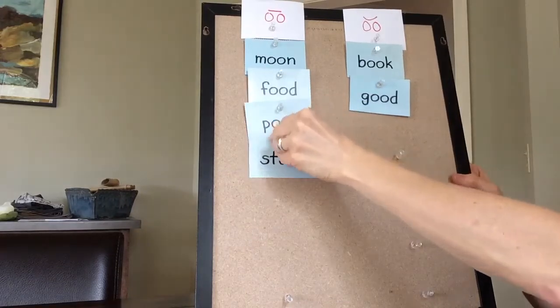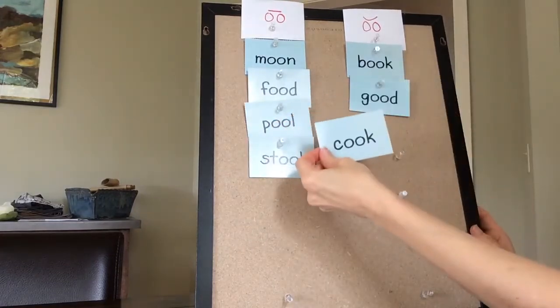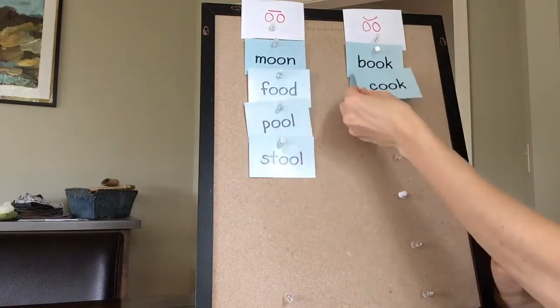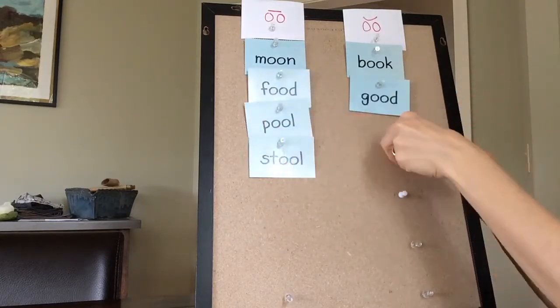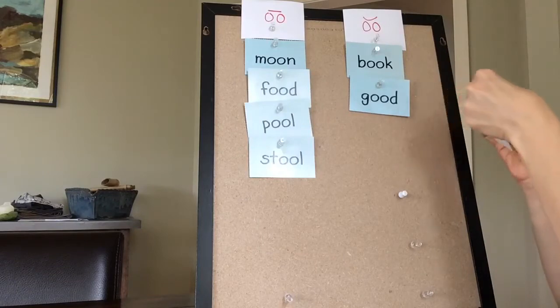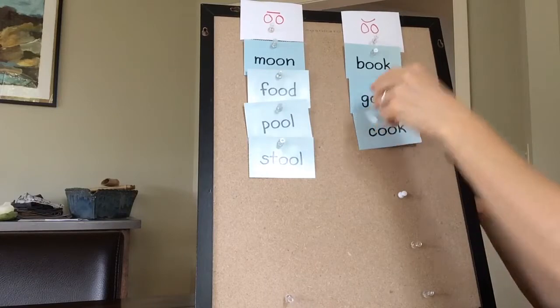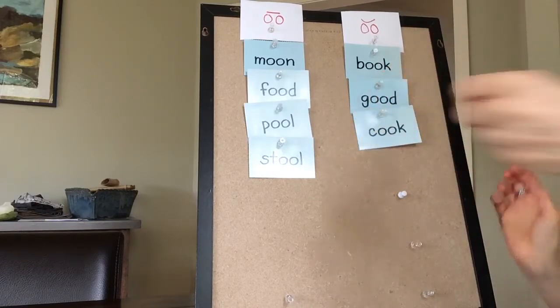You guys getting the hang of this now? How about cook? Is it going to be like book or moon? Yeah, it even rhymes with book, doesn't it? Because it ends in that ook. So that one's a little bit easier. Some of these I find to be a little tricky to hear, to be frank with you. Maybe it's just me.